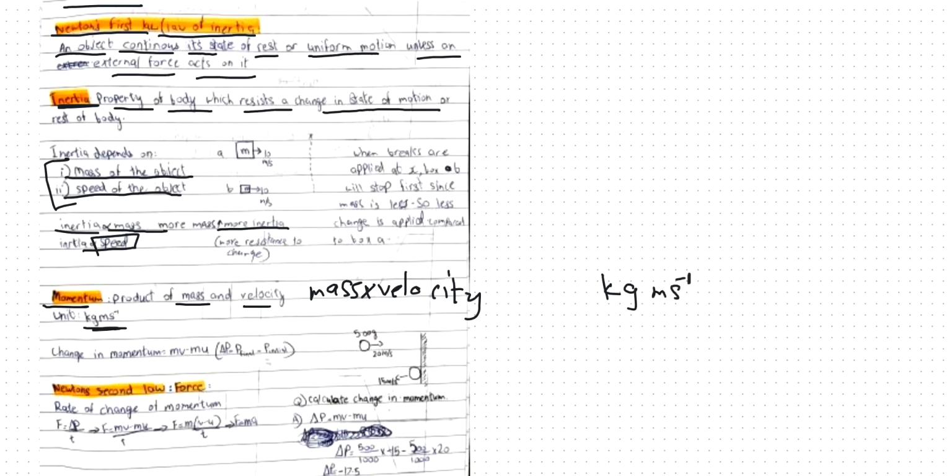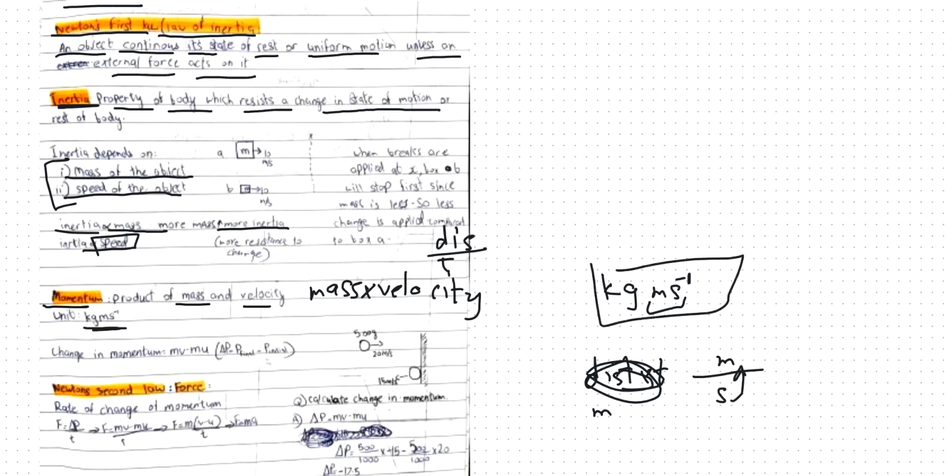How did I find this? I know velocity is distance over time, not distance into time. Distance is measured in meters, time is measured in seconds, so this becomes m s^-1. So you have to memorize this SI base unit of momentum, as well as for all of the forces and everything I'll talk about. You have to memorize the SI base units.